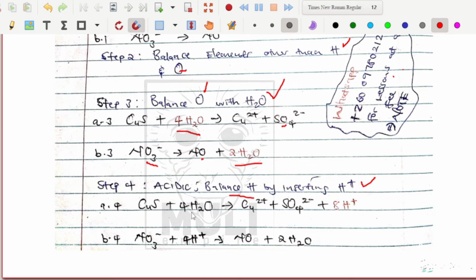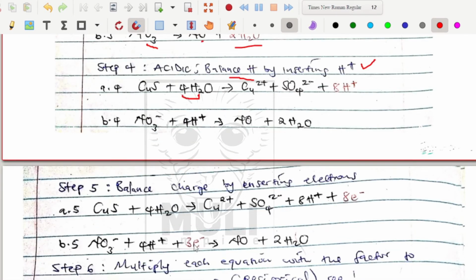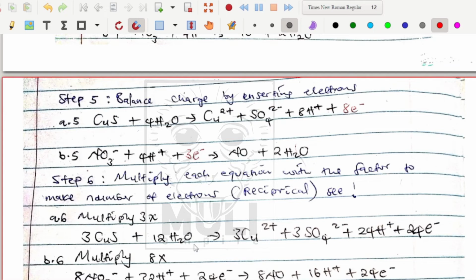Like in this case, how many hydrogen do you have on water? We have 8: 4 times 2 is 8. So on this side you add 8 hydrogen ions. Let's do the same here. How many hydrogen do you have on water? You have 4. So here you add 4 hydrogen ions. You see?